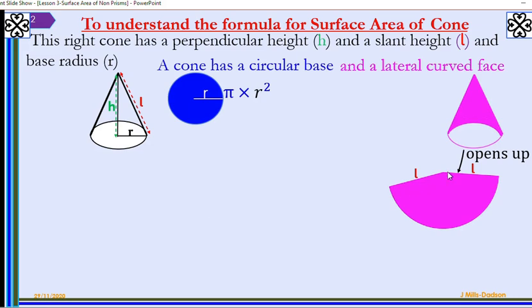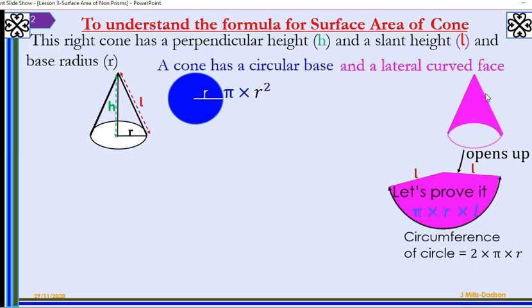So the radius of this sector is different from the radius of the base. And the formula for this sector is given as pi r L. And I'm going to go through a little bit of proof to explain why we have pi r L.